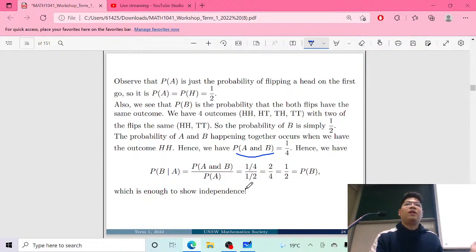So in case you ever find a question like this in your exams, just remember again what formula you're trying to prove, find all the relevant elements and just plug them into the formula. If the formula holds, where P(B given A) equals P(B), or if you flip it around, P(A given B) equals P(A), then that means you finished the question. You're good.